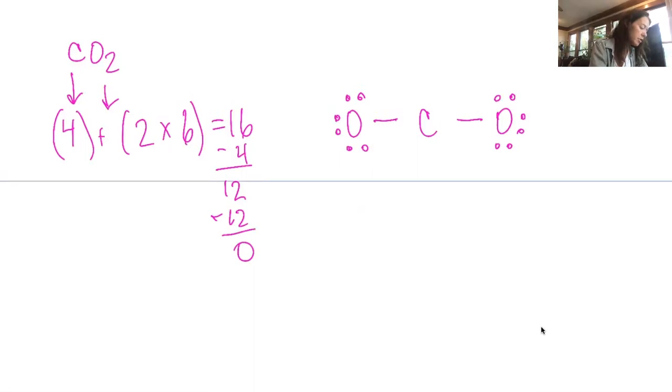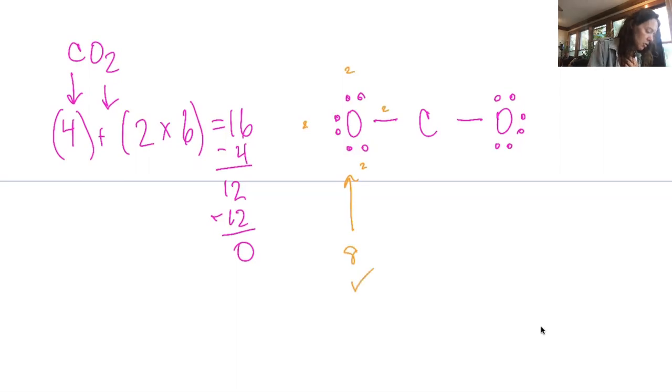So now what I need to do is I can't stop there. I need to look and see that everybody's satisfied, because if they're not, I need to start moving things around. And in fact, that's what I'm going to have to do. I can look at oxygen here, and I see that he's got these 2, these 2, these 2, and then these 2. So oxygen has 8. Cool.